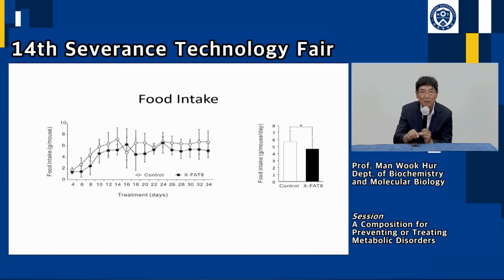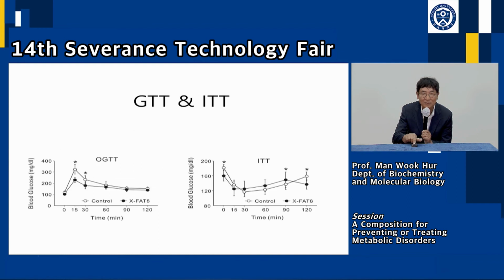As for food intake, the XFAT group mice took a bit less food than the control group mice, with statistical insignificance. The black dots represent results from the XFAT group mice. One other thing to note here is, although not statistically significant, food intake was also controlled in the XFAT group mice. While we did not take it seriously as it was not statistically significant, I think it's worth mentioning. Next are GTT and ITT.